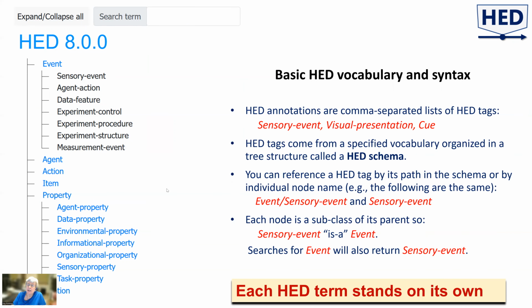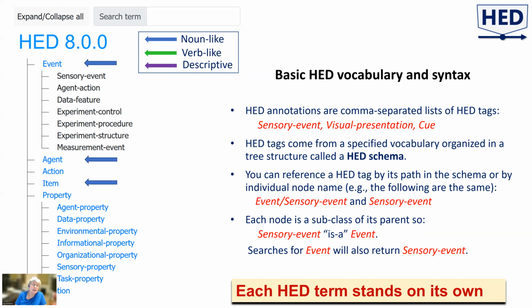Now for annotation, we almost always use the short form. Each term stands on its own, so it makes sense as an individual annotation. But the hierarchical structure is important both for finding terms within the hierarchy, but also because each node is a subclass of its parents. So sensory event is an event. And this means that searches for event will also return sensory event. So the HED schema organization allows better organization of the individual terms, but also search generalization.